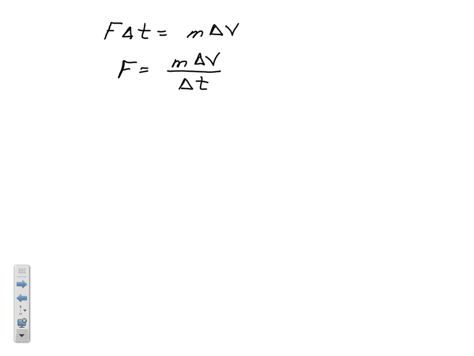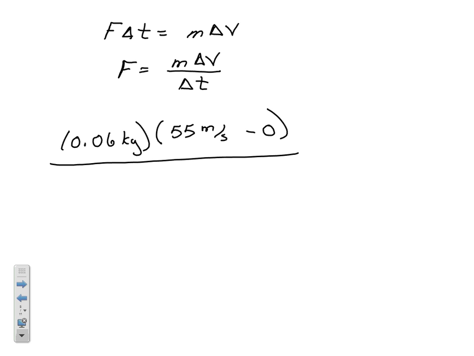So, looking at our basic equation, F delta t equals m delta v. Solving for F, we get mass times your change in velocity divided by your change in time. Our mass is 0.06 kilograms. Our change in velocity, it's 55 meters per second minus 0. And our change in time is 4 times 10 to the minus 3 seconds. Make sure you change the milliseconds to regular seconds.